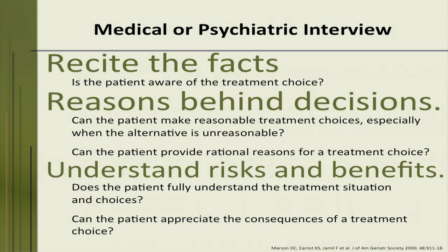So when a medical or psychiatric interview is being conducted, we want to make sure that the patient can recite the facts. So is the patient aware of the treatment choice? If there's a treatment that a person needs, are they aware of what this treatment choice is? And then we need to make sure they have reasons behind their decisions. It's not enough for an older adult to provide you with a decision for choosing a treatment, but we need to make sure that they understand that there are alternative treatments, and then give the rationale for the treatment that they are choosing in the instance.